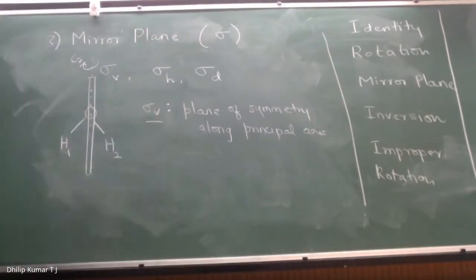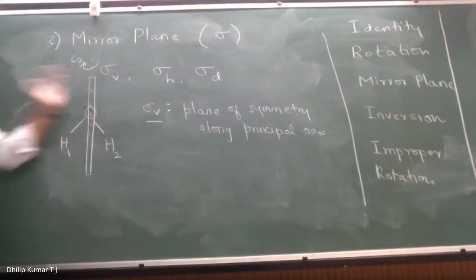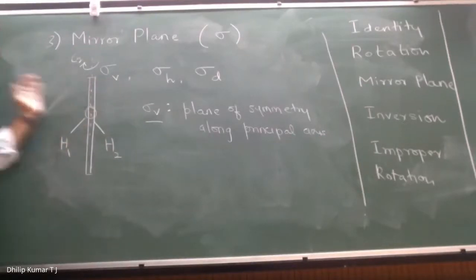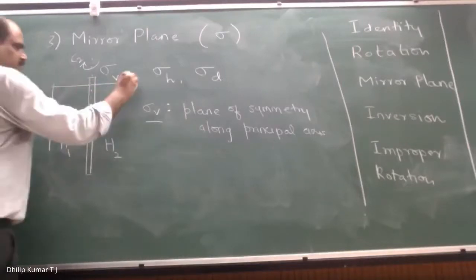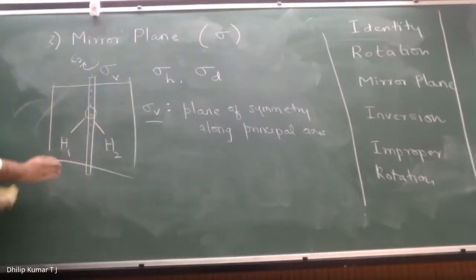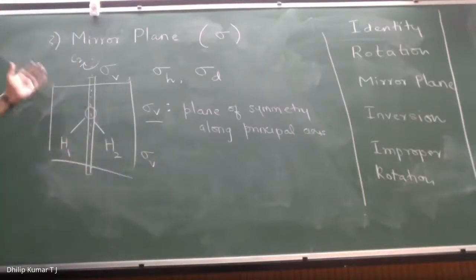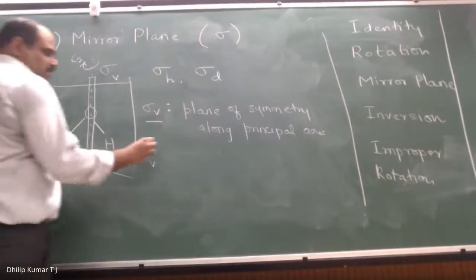It also has another. You can place a mirror in this direction, across this board. If the molecule is placed on the plane of the board and you cut the board in two, all three atoms will be cut in half. That is also another plane, again along the principal axis of symmetry. So this is also called a sigma v plane.